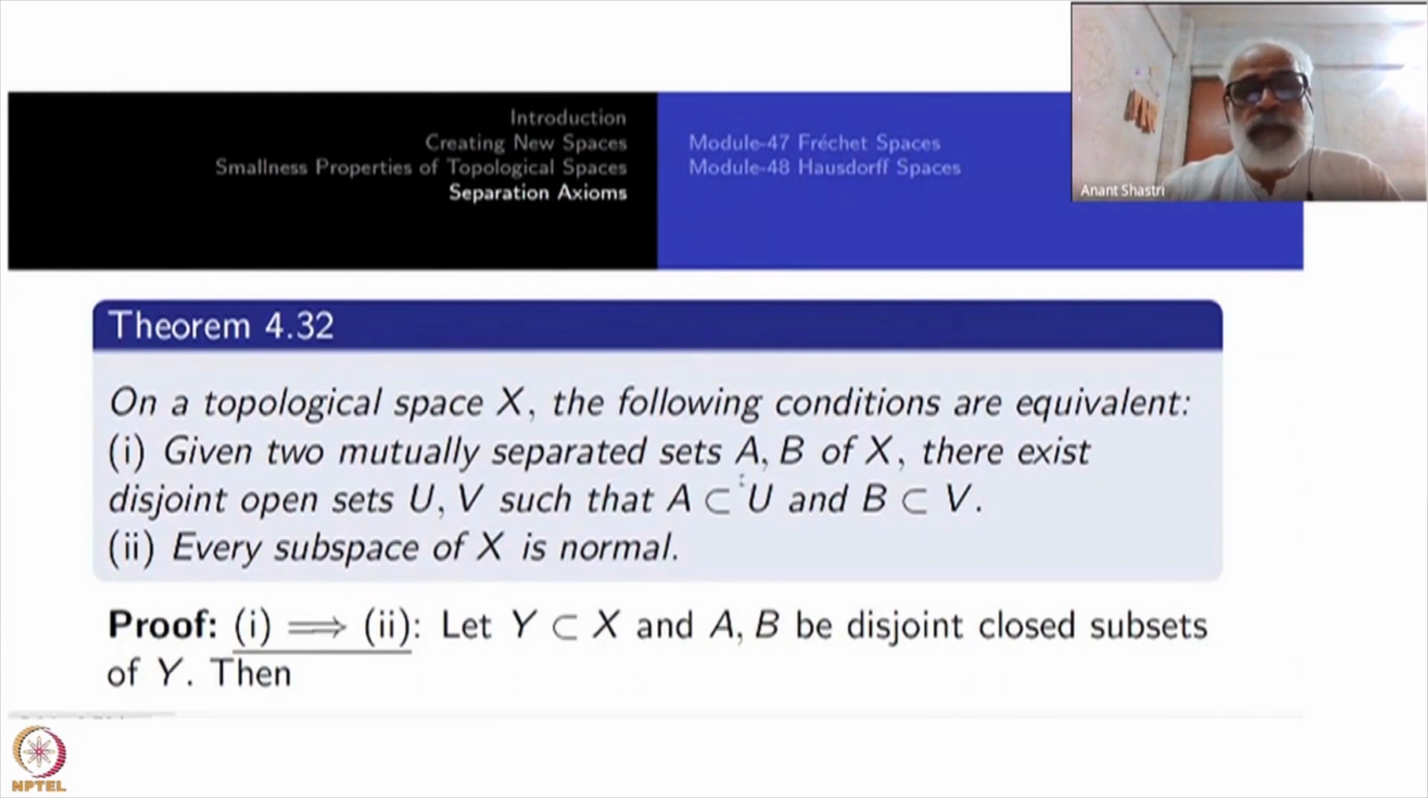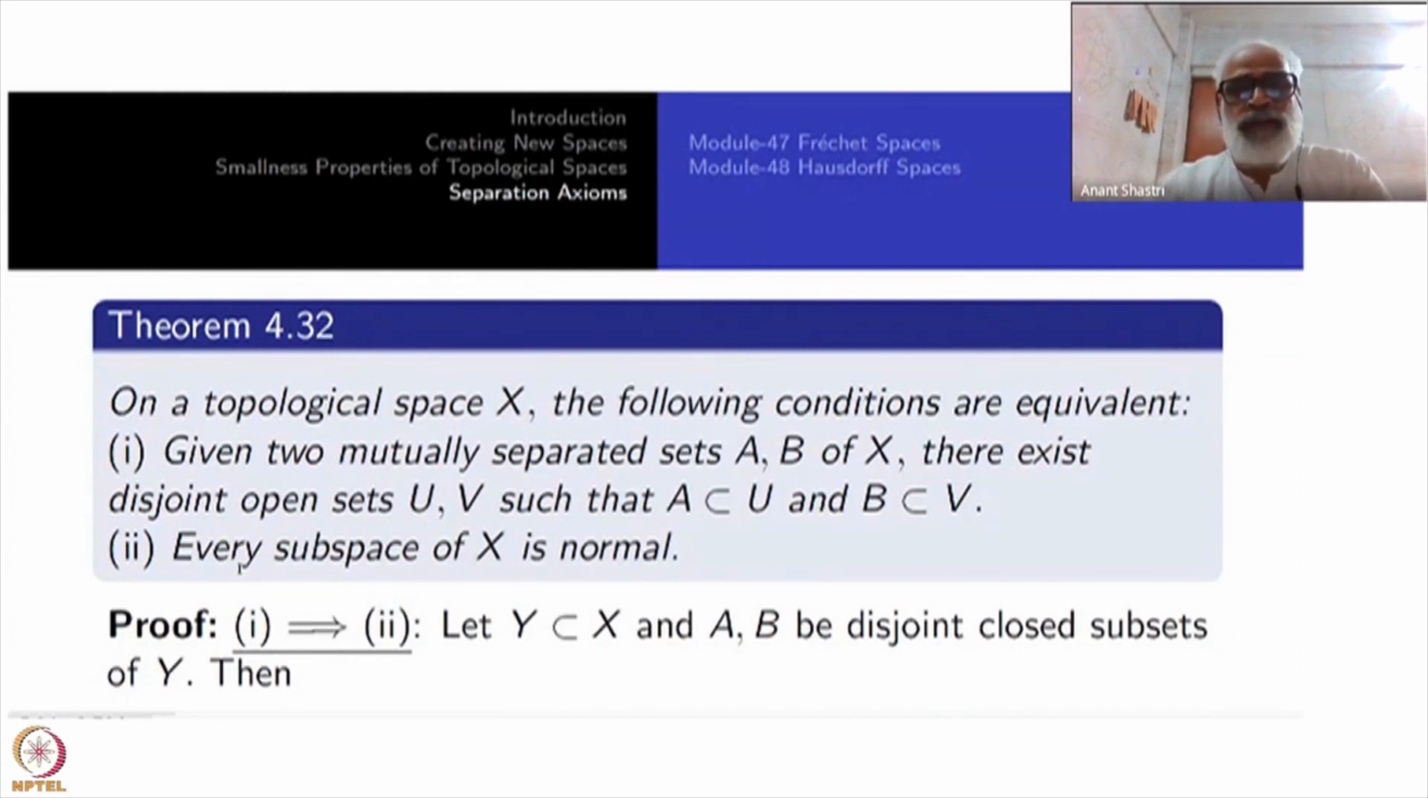But if you start with arbitrary subsets A and B that are mutually separated, they may not be closed. You can't apply normality to get this one: A contained inside U, B contained inside V. So this statement is definitely stronger than normality. It implies normality, as I have shown you, because if you start with A and B closed, they are automatically separated, so you will get this one. So condition 1 is stronger than normality. But this theorem says that condition 1 is equivalent to every subspace of X being normal.